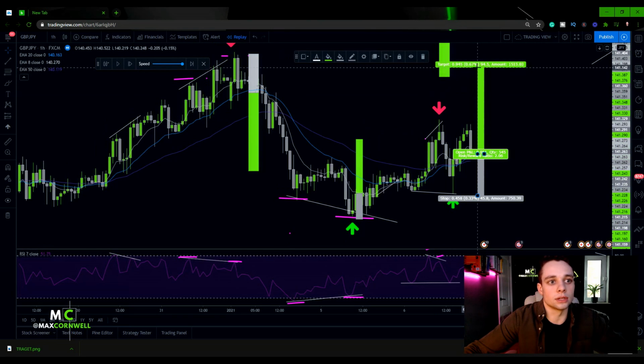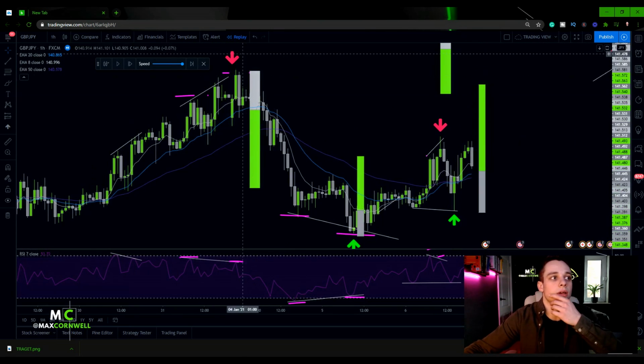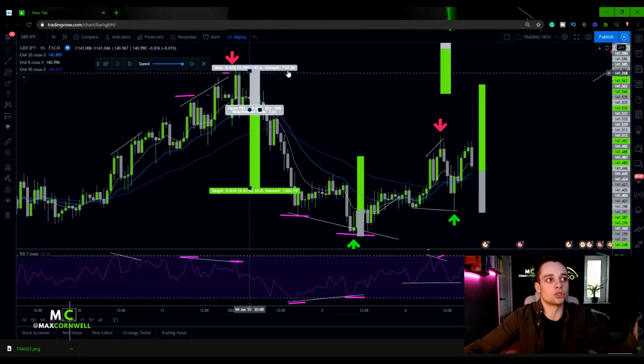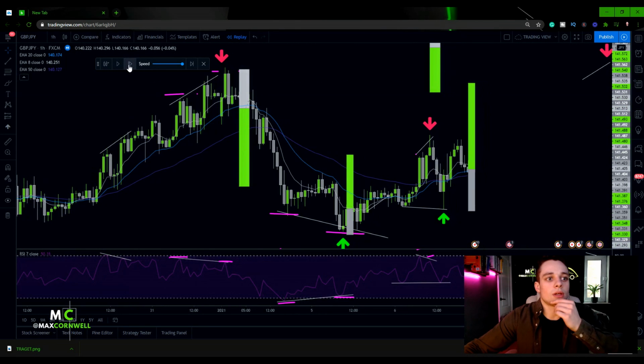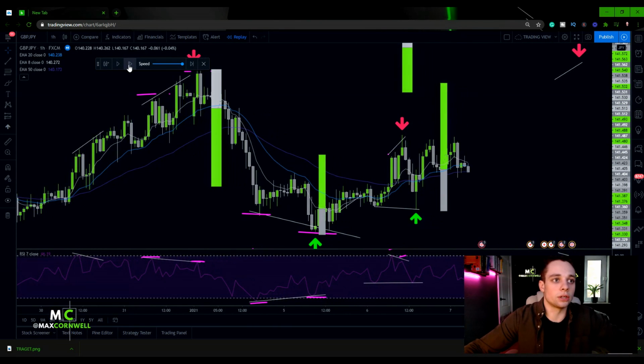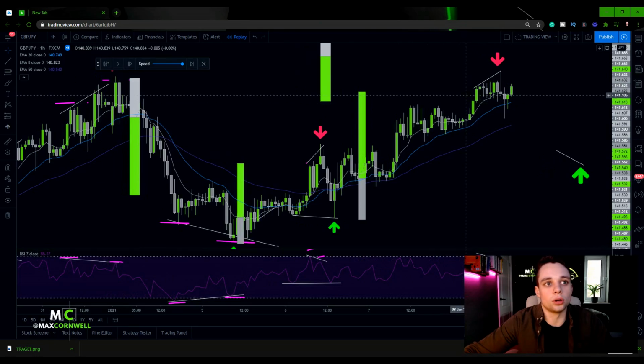Just for the baseline test, 2-to-1. Again, you can track different levels, like this outside level of structure here. You can track all different types of things, right? So as you can see, we push up, hit target, which brings us into our next trade.